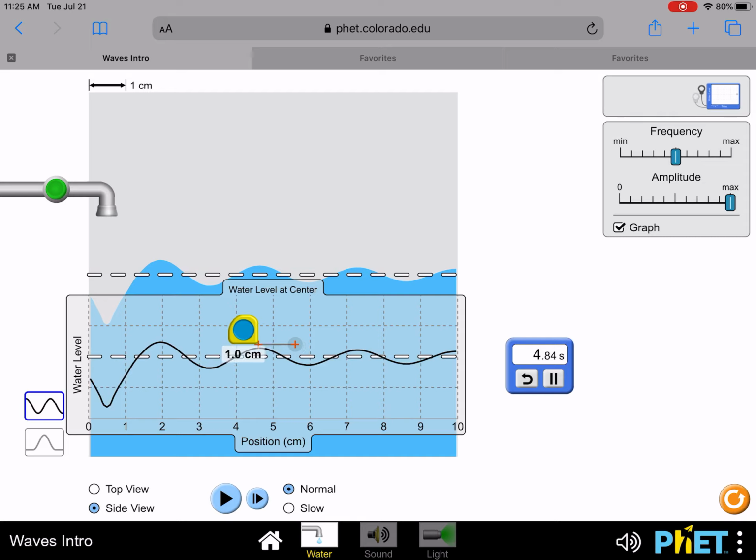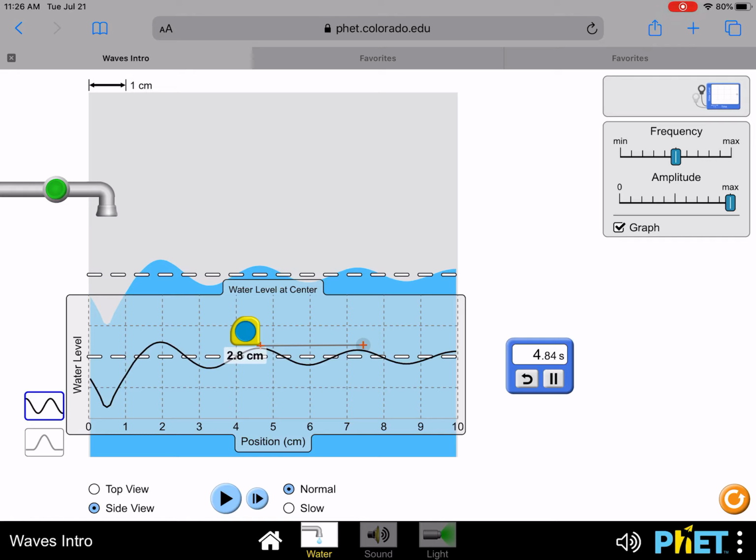I'm going to take this side and run it over until I hit the other height. Now let's see. That looks actually not too bad, about 2.8 centimeters. So that is my wavelength. My wavelength is 2.8 centimeters.